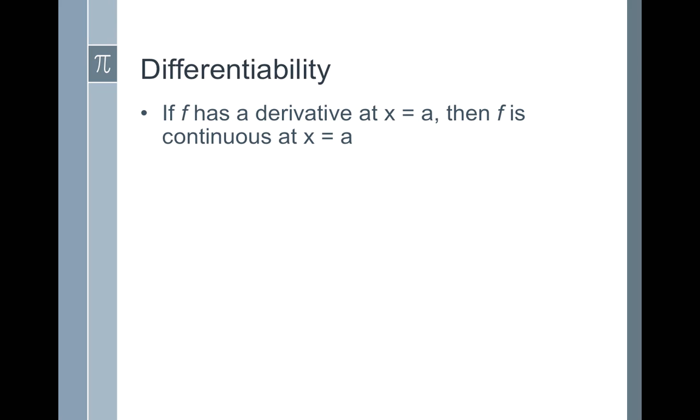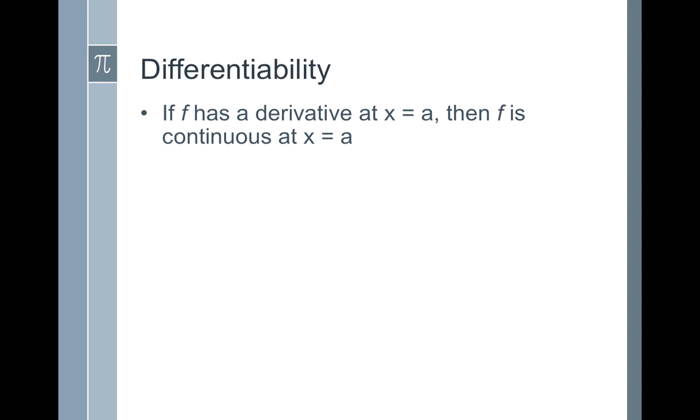All right, one of the things that goes along with differentiability: differentiable means you can find the derivative of the function. If f has a derivative at the value a, then f is continuous at x equals a. We looked at this backwards the other day. We said that if the function is continuous, then the function is differentiable. But that's not always the case, because of those little points where the slope is different on the left than it is on the right.